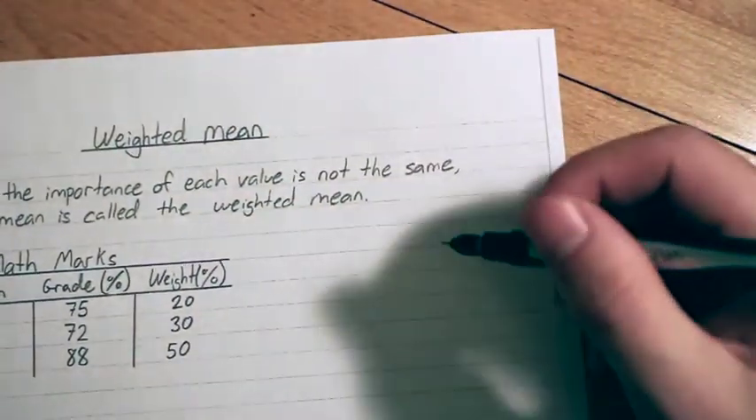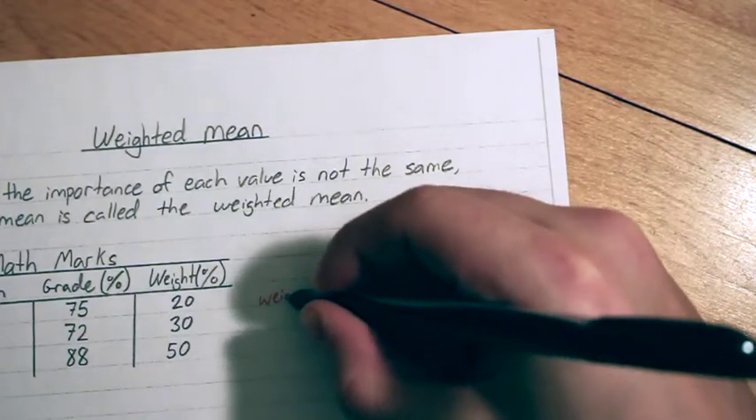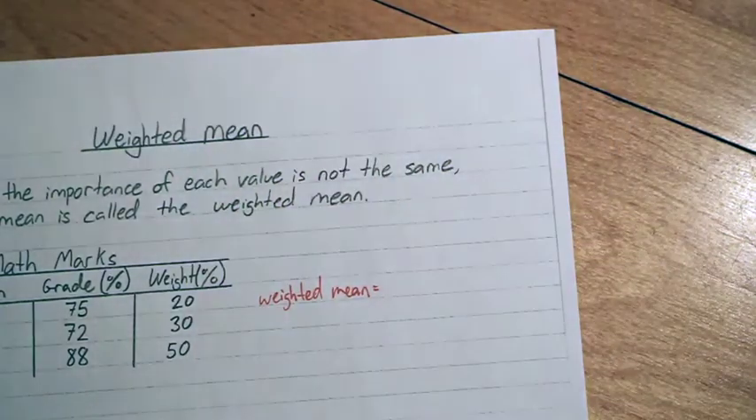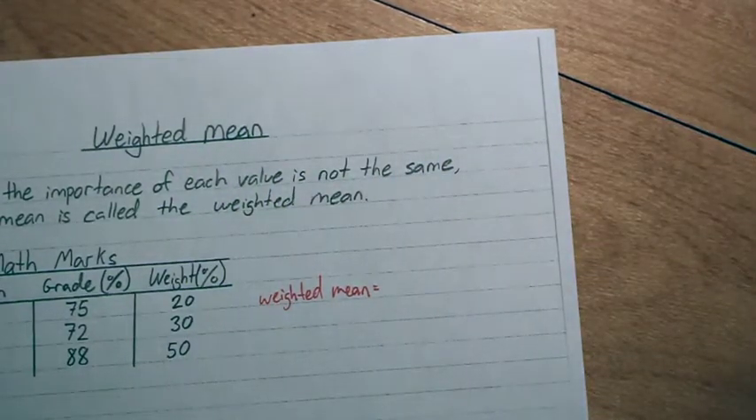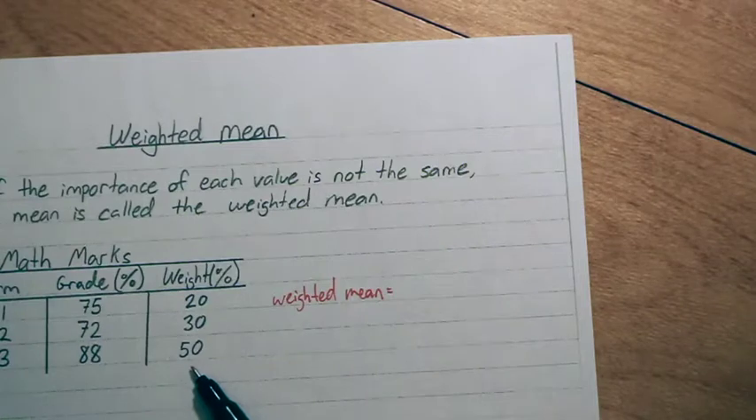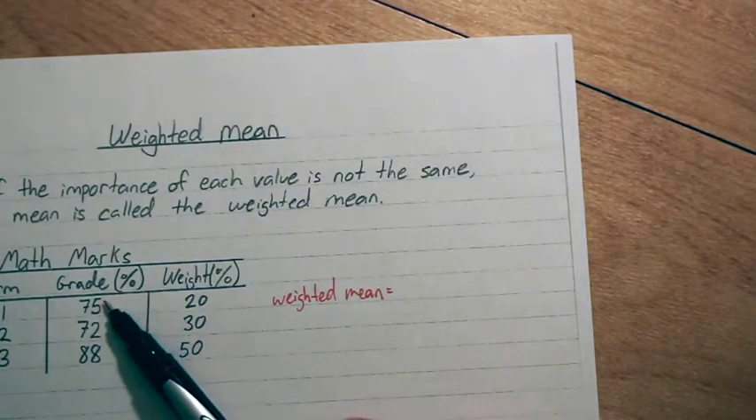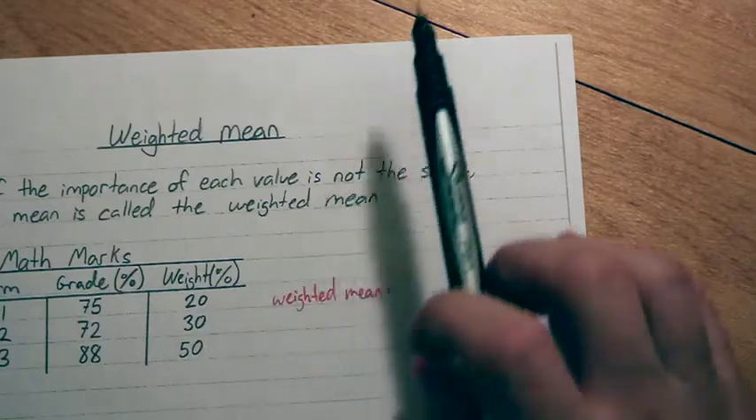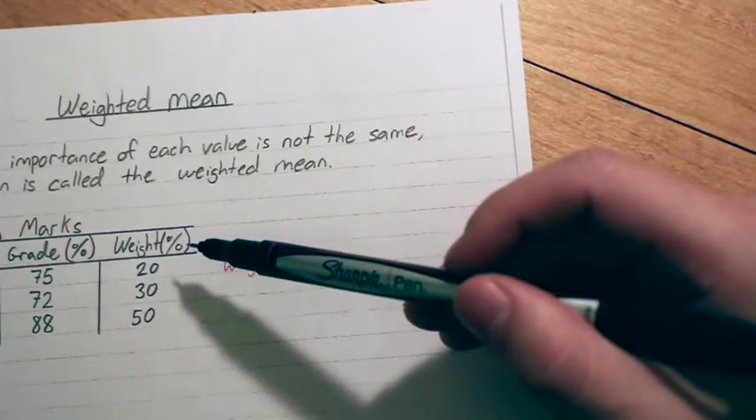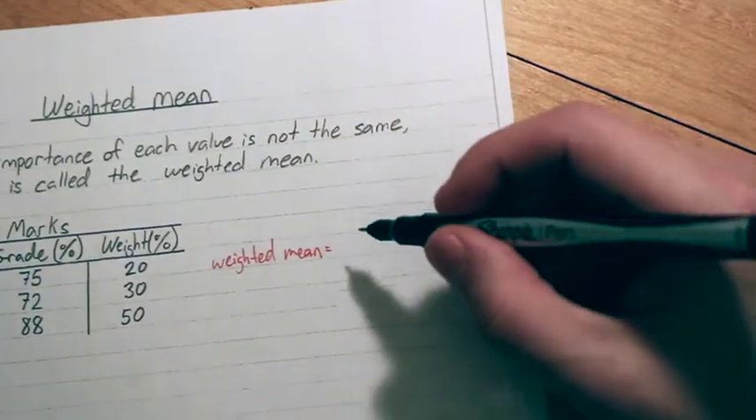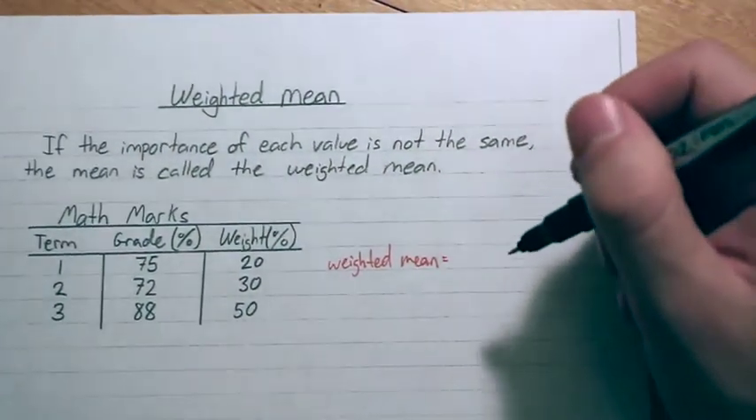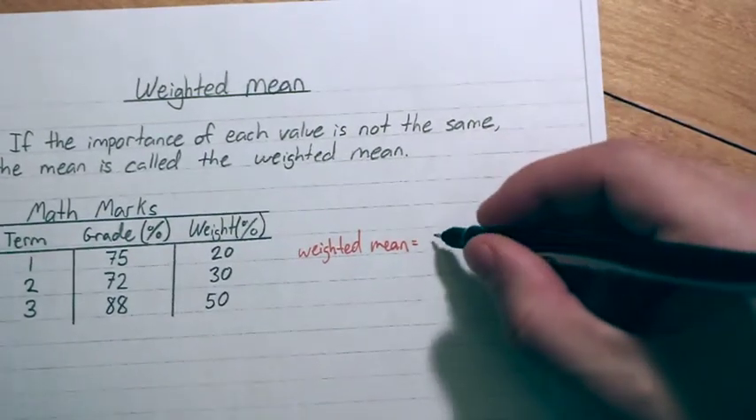Well, it's fairly straightforward. The weighted mean is going to be equal to the addition of the grades multiplied by their weight. So again, we're adding up the products of the value and their weight. Can we use 20%? Do we ever type in 20%? No, not really. So we're going to change this to a decimal so that our calculators like it, so that it's easy to use.